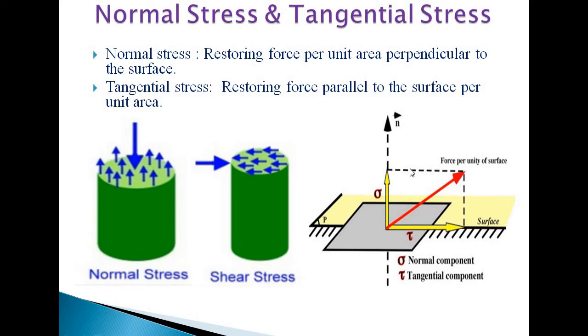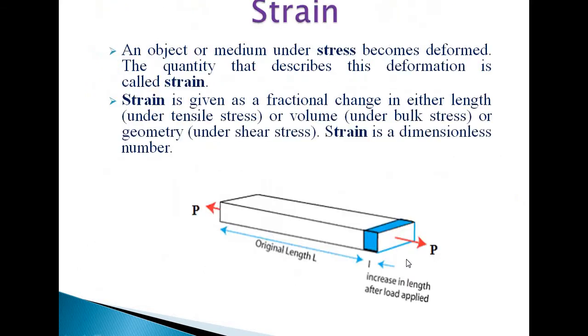So, perpendicular to the surface area is normal stress. Parallel to the surface area is tangential stress. Strain. Under the stress, the body becomes deformed. The quantity that describes this deformation is called strain. So, the strain is given as the fractional change in either length or volume or geometry. Strain is a dimensionless number.